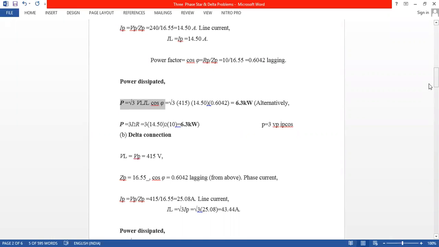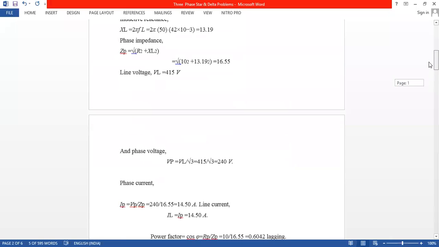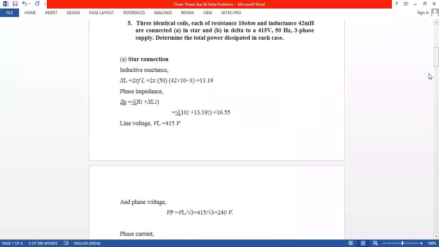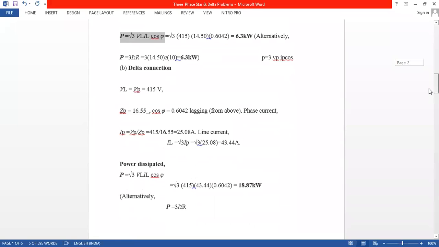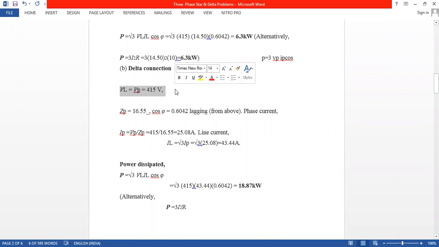Now, how to solve the delta here? The second bit is delta they have given. Delta, I will explain in the next class also. For delta, what is the change? All of you, line voltage equals phase voltage, but line current equals root 3 times the phase current.